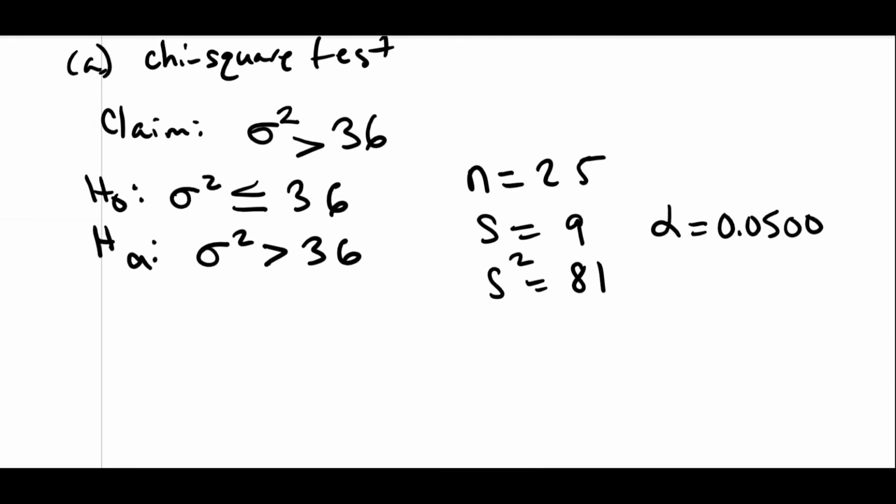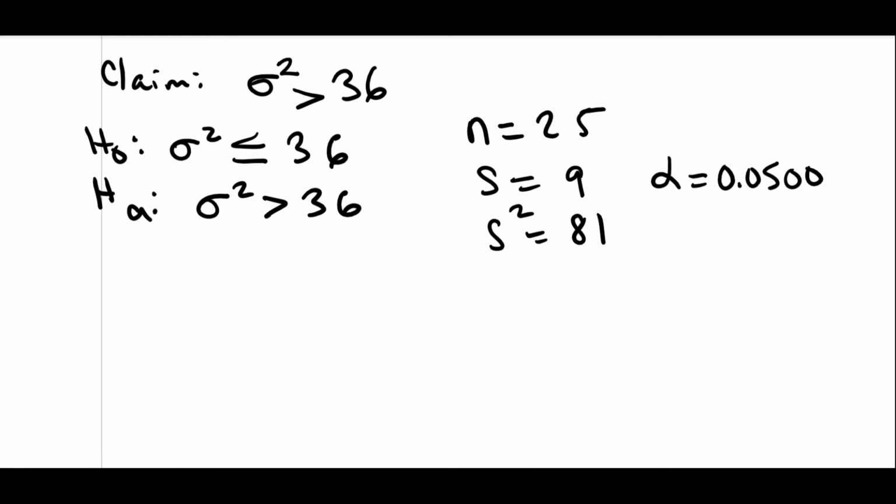Let's go to the next step. We're going to actually determine what type of test, what direction of the test that we're dealing with. So looking at this HA, it's going to be a right-tailed test.